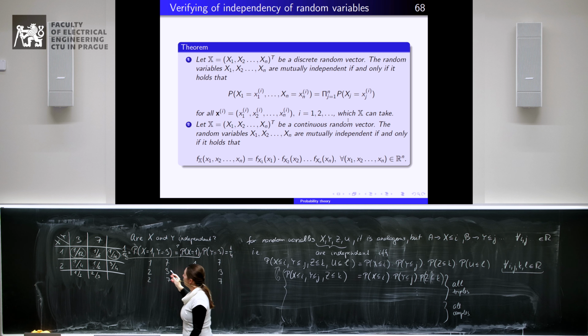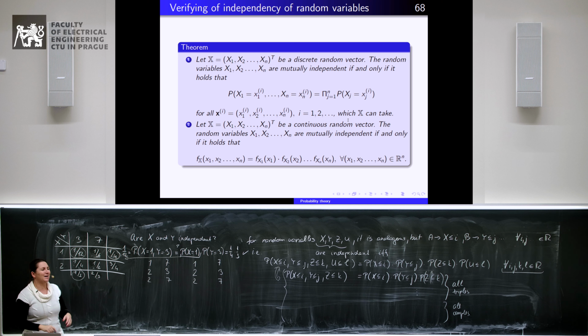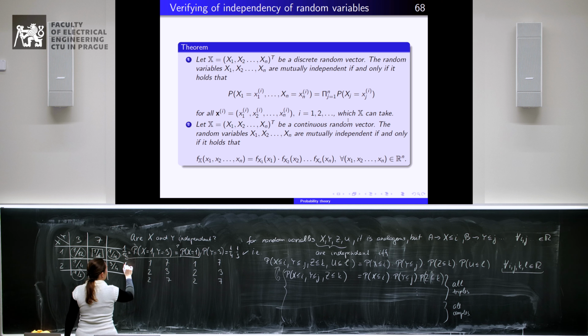And the probability that y is equal to 3 is 1/3. Is it satisfied? Yes, it is. Or does it hold? Yeah, it does. The probability that x is equal to 1 and y is equal to 7 is 1/6.